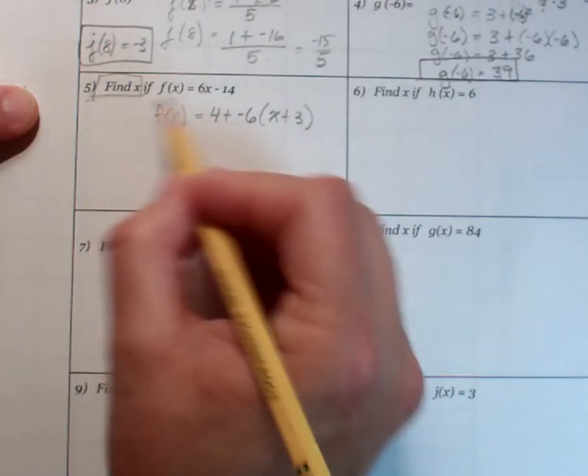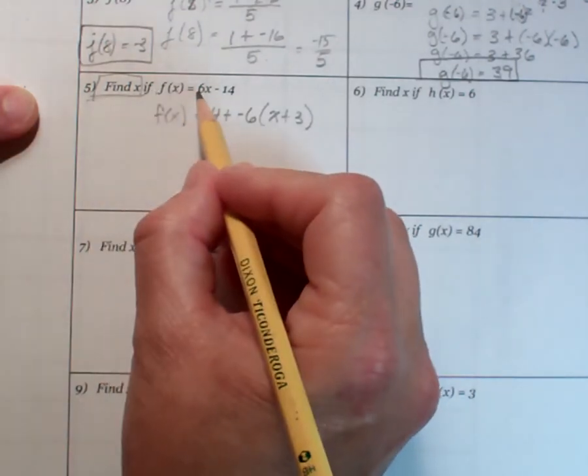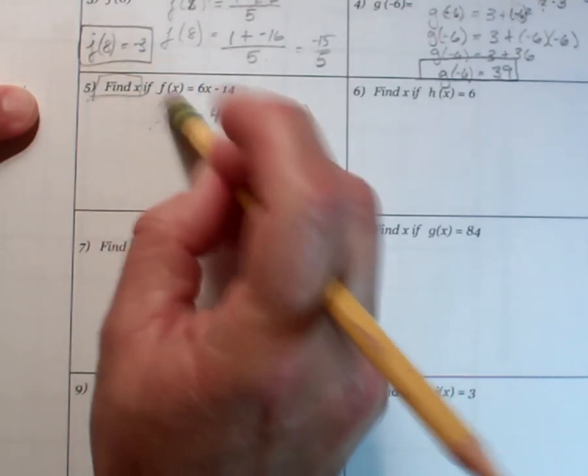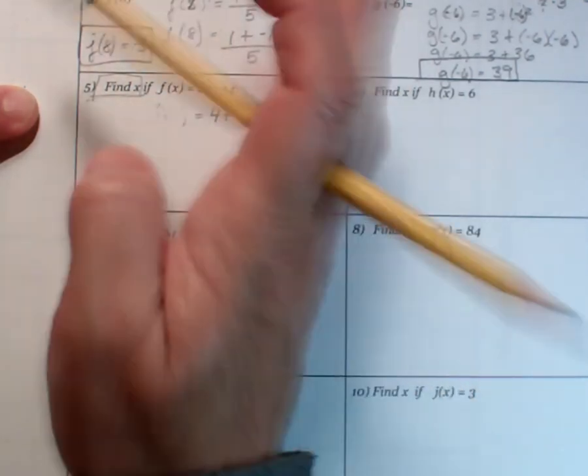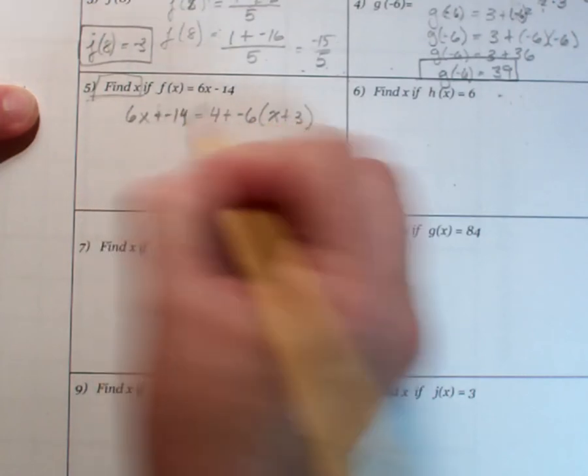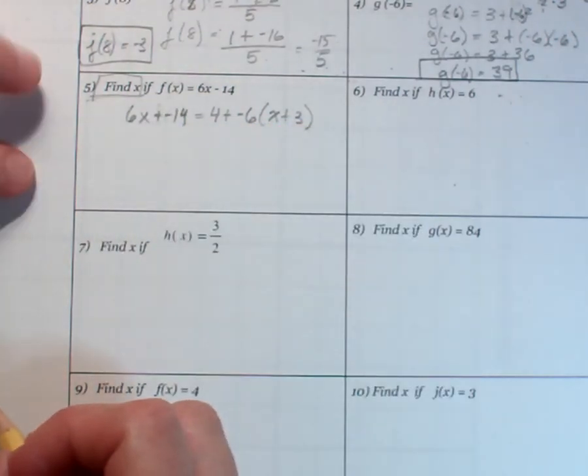And now they're saying that f of x is equal to 6x plus 14. So I'm not replacing the x. I'm replacing the f of x. I'm going to replace that with 6x minus 14, or plus a negative 14.